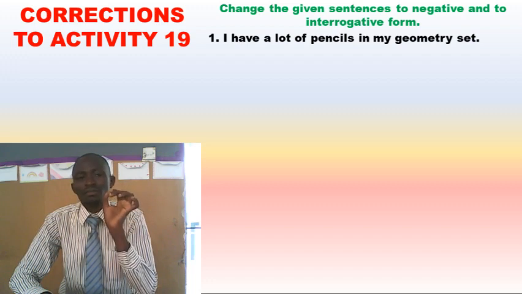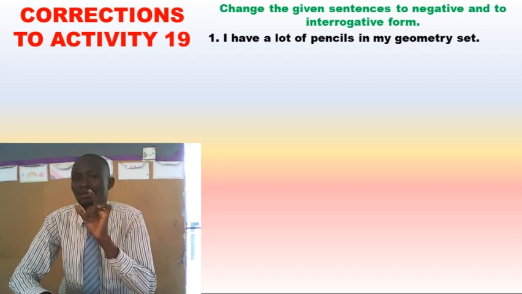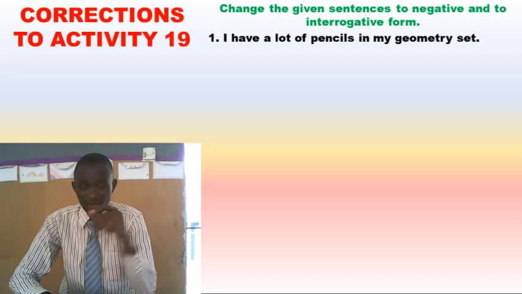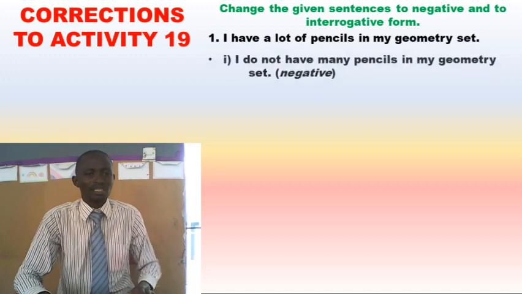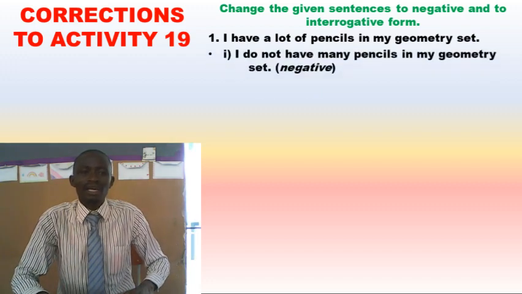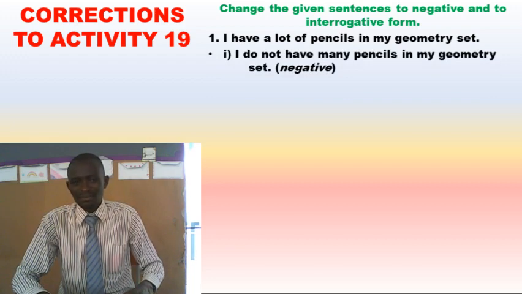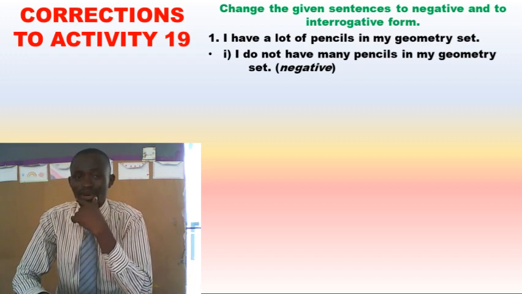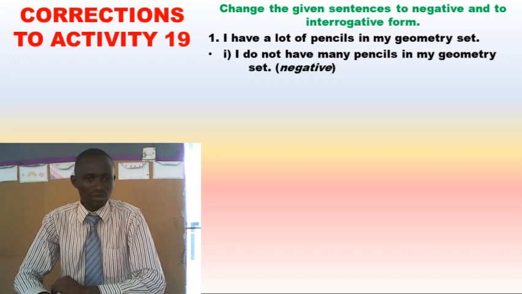In a negative form, the word a lot of changes to many, in respect to countable nouns. For example, pencils. We can count pencils: 1, 2, 3, and so on. So our answer is expected to be, I do not have many pencils in my geometry set. My marking guide tells you it's a negative, but you're not supposed to put the word negative in your answer. It should stop at the full stop. I hope you've got that.